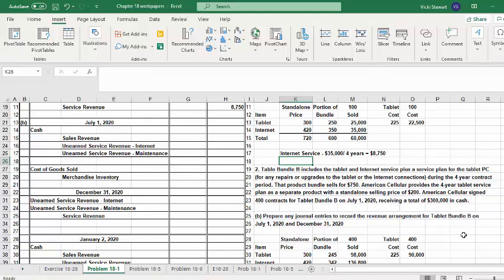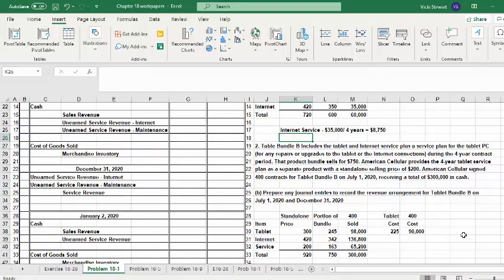So Part B asks us to prepare any journal entries to record the revenue arrangement for Tablet Bundle B on July 1st, 2020 and December 31st, 2020. So again, we are selling a bundle which is sold for $750. This time it's made up of a tablet, an internet service contract, and then a service plan. We do have standalone prices for all three of those. So we're going to use the proportional method to determine the portion of the bundle that we're going to allocate to each one of the components.